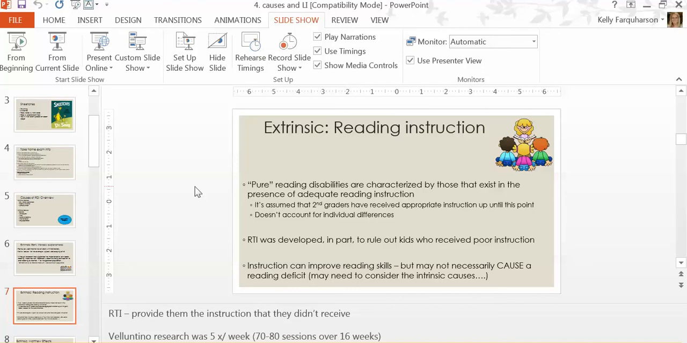If they do not respond to the instruction, it could be that even though they had poor instruction, or perhaps didn't have adequate instruction, it could also be more than that. It could be the case that they do struggle with reading beyond the fact that their instruction was inadequate. So instruction can improve reading skills but may not necessarily cause a reading deficit. And as a result, we need to be thinking about the intrinsic causes at that point. So we'll talk about that in a second.